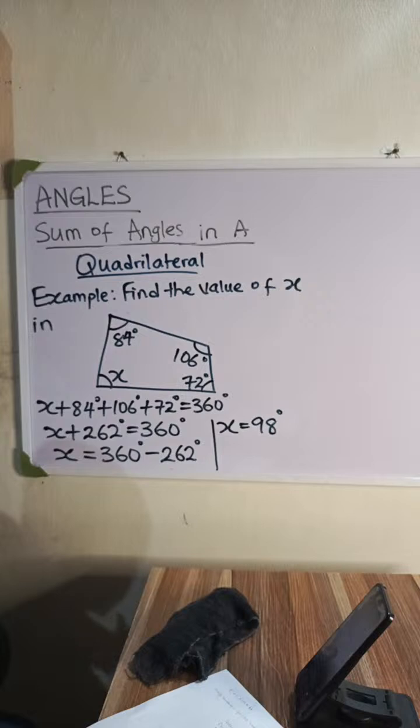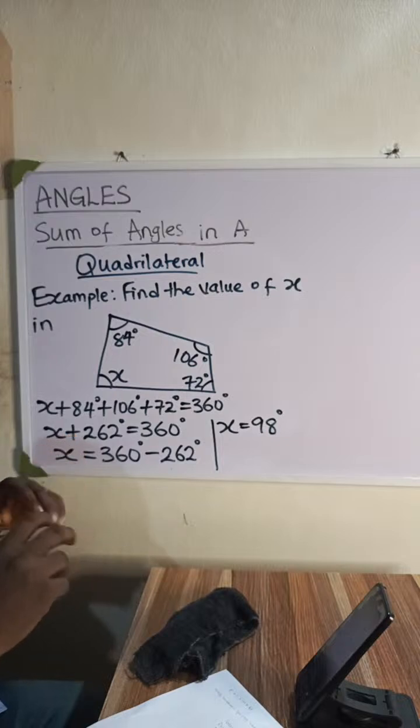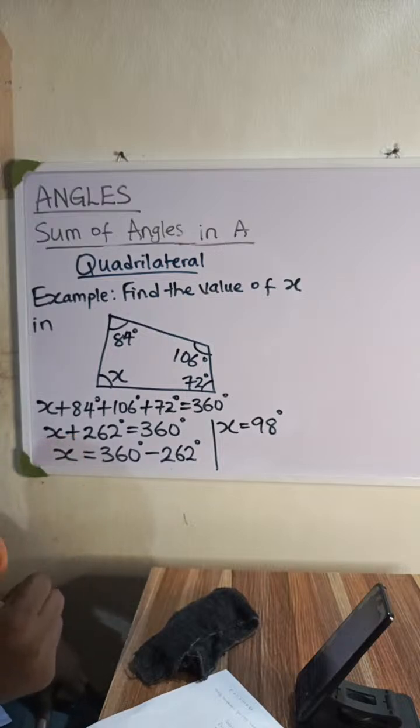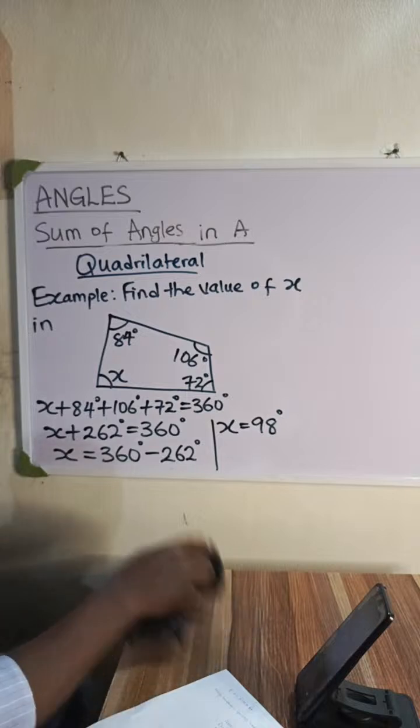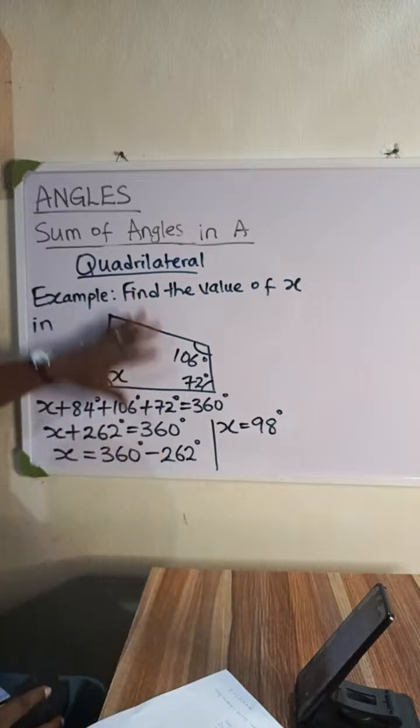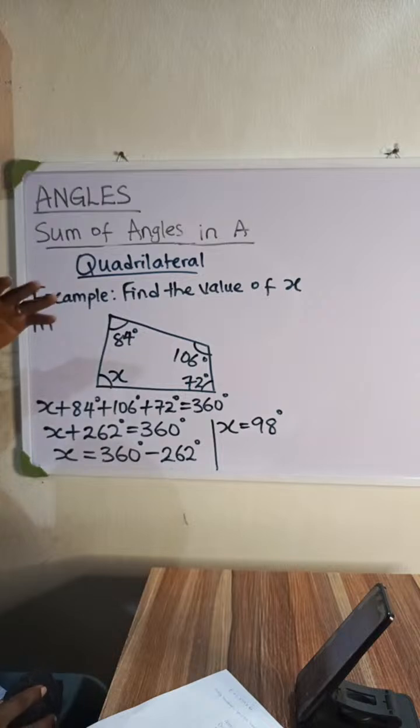Okay. So in today's lesson, we've looked at the sum of angles on a straight line, the sum of angles around a point, and the sum of angles in a quadrilateral. Okay. Let's continue. I'm not going to give you a classwork on this one. I will just wait for the last question.